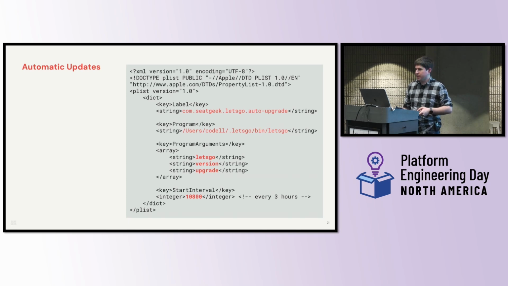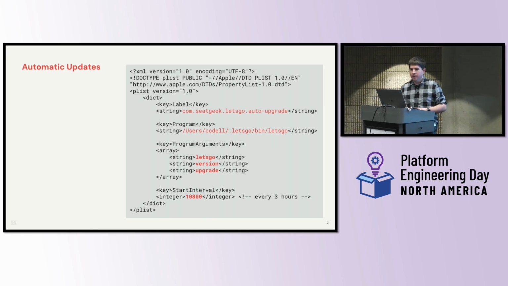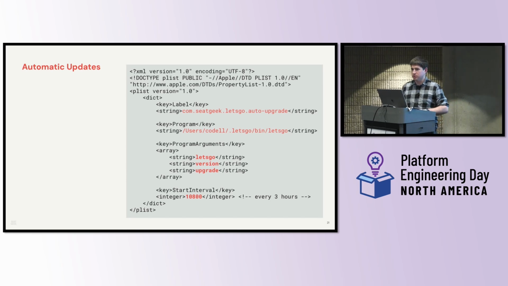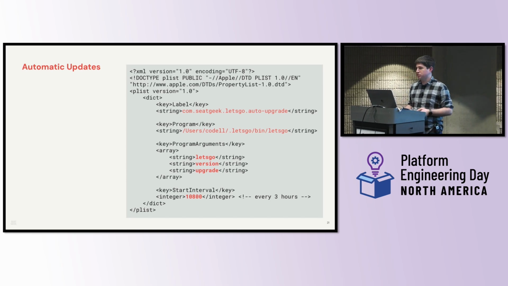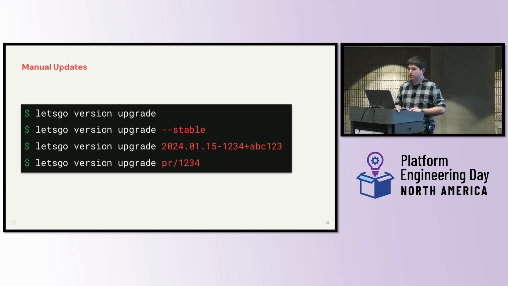Some other things that we have Letsgo doing are automatic updates. I mentioned before that this is automatically installed on every new developer's laptop. We also have this plist file we drop in there, and then every 3 hours it runs the Letsgo version upgrade command to make sure that they have the latest version. So as the platform team is implementing new changes, everyone just gets them. For anyone who wants to or needs to manually update, we do have commands to do that as well.